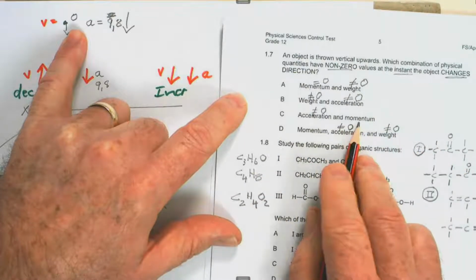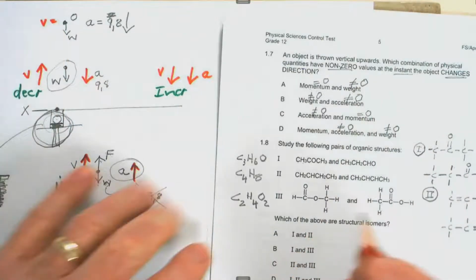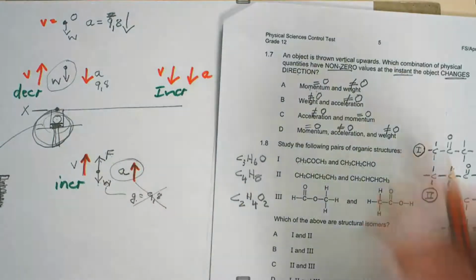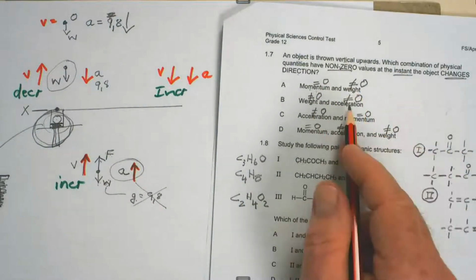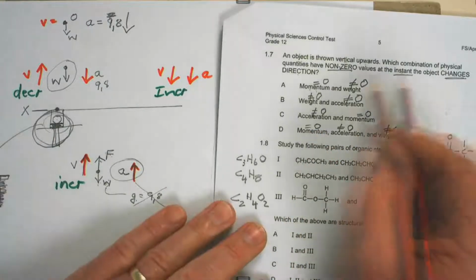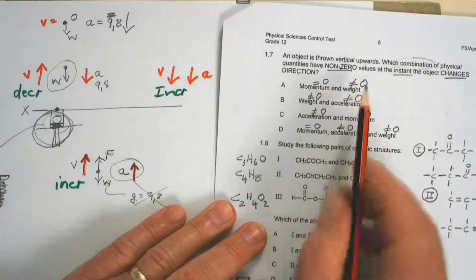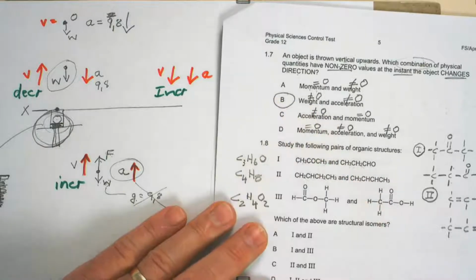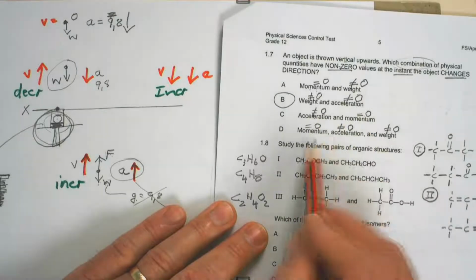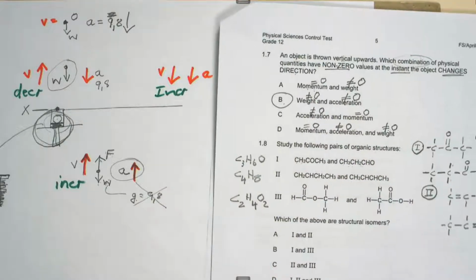What about momentum? At the instant where it changes direction, momentum is 0. Now I have also given you a way to look at how you answer a multiple choice question. You have to select the combination with non-zero values. There's a 0, non-zero, non-zero, non-zero. It looks like that is our answer. Not 0, 0, not 0, not 0, 0. So that is the only one with non-zero answers for both of them.